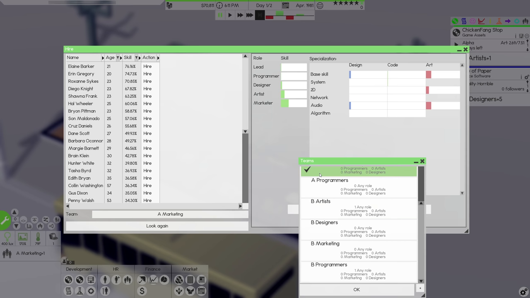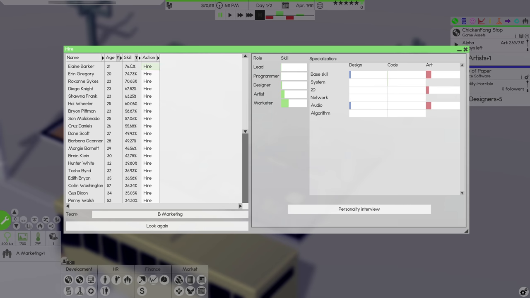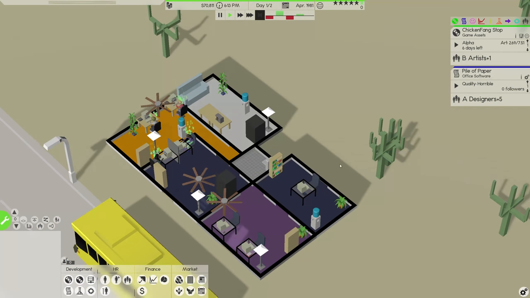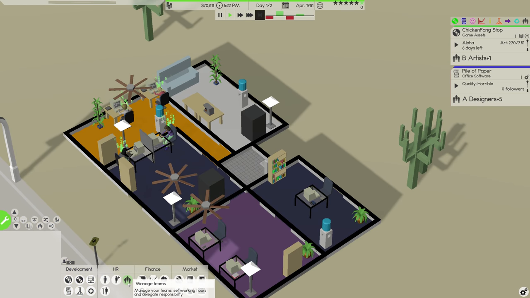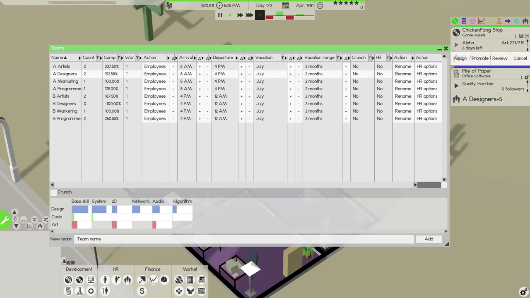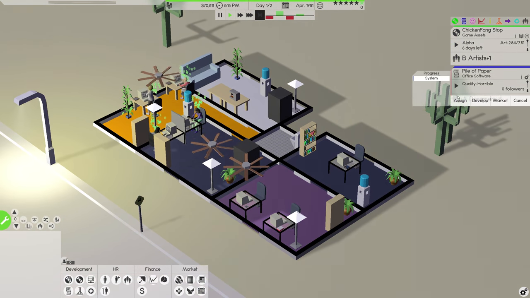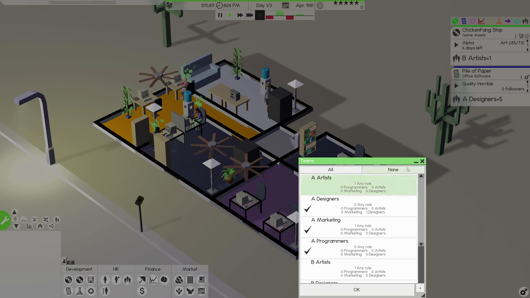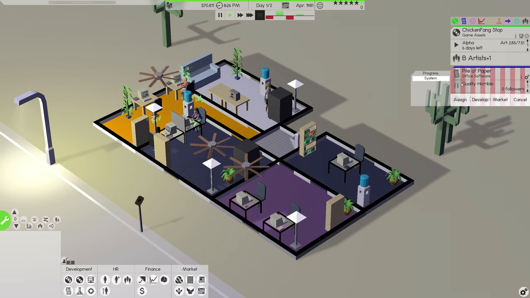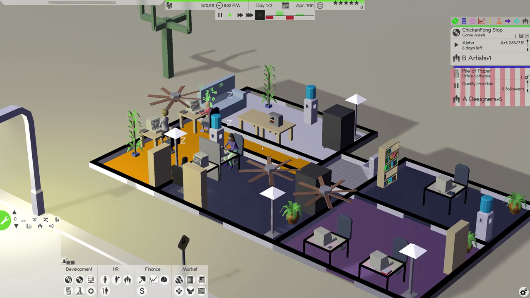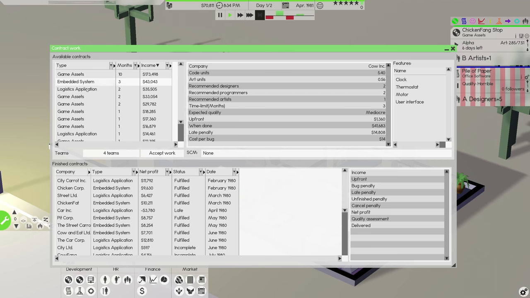And for B marketing, we could hire Elaine Barker here. 2 marketing folks, marketing round the clock. Might be too much, for all I know. They have their different times, so they're not going to overlap as far as I know. And that should work out just fine. Since we're now developing this. Oh yeah, artist, right. How about we pause this for now, the Pile of Paper, wait a little bit until my artists are getting a little bit more done, and do a little contract job in the meantime, just to keep us afloat, more or less.